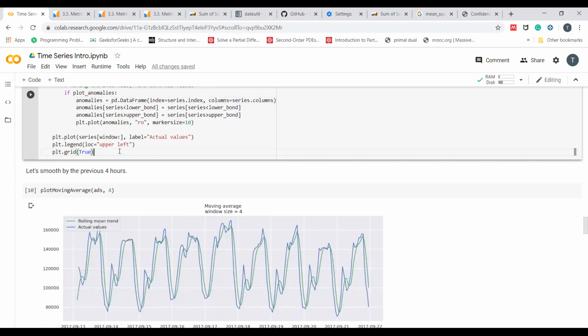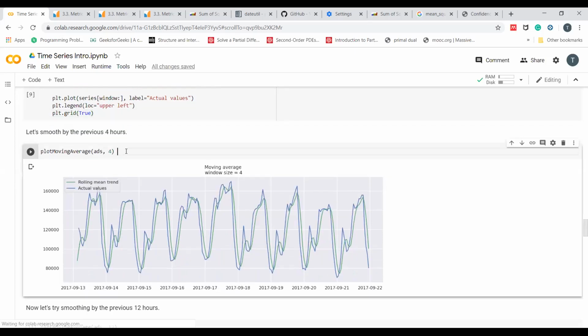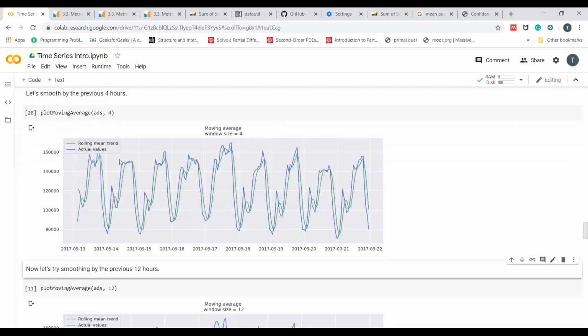And then we plot the windows. We plot the actual values and the moving averages. So now let's smooth by the previous 4 hours. We can see that if we only smooth the data by the previous 4 hours, the rolling mean and the actual values are very similar.